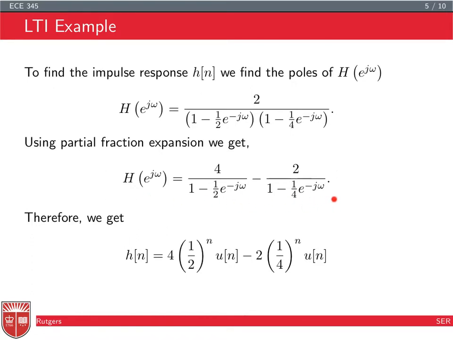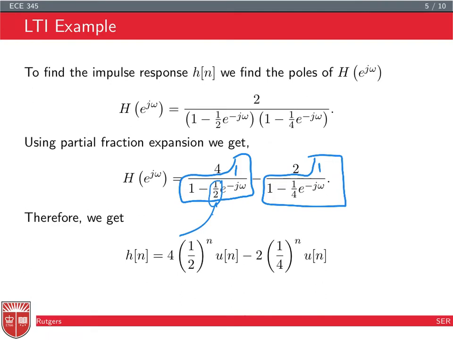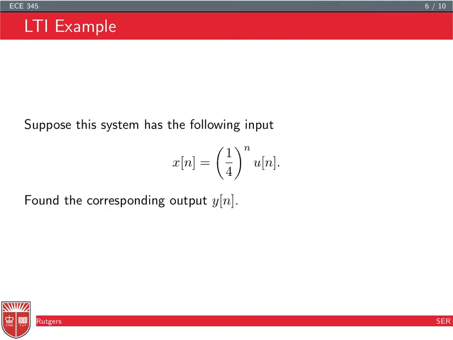Once I have it under this form, you can easily identify that these are geometric series, one with a factor of 1/2 and one with a factor of 1/4, and you have the constant 4 here and 2 here. This is how you recover your signal, which is the impulse response of the LTI filter. Now that we have the impulse response and the frequency response, we have a new question.